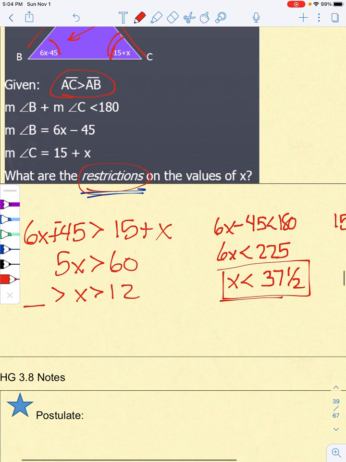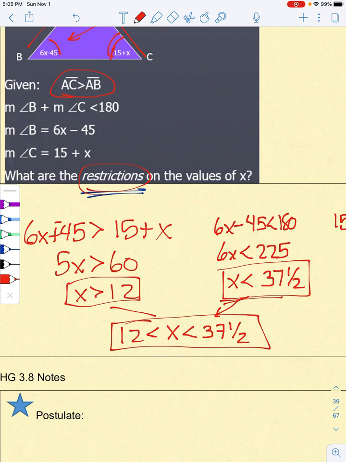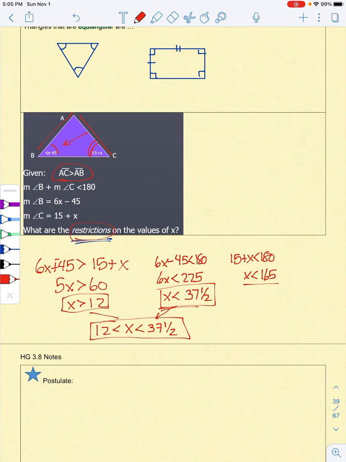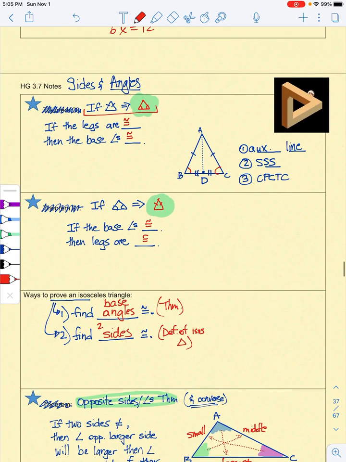So combining these two things together, let me erase this over here. Okay, here's my two possibilities. x has to be greater than that and less than that. So x is, remember compound statements from algebra class, x is greater than 12 and x is less than 22 and a half. There's my final answer. All right. Good luck with your homework. Working with sides and angles.